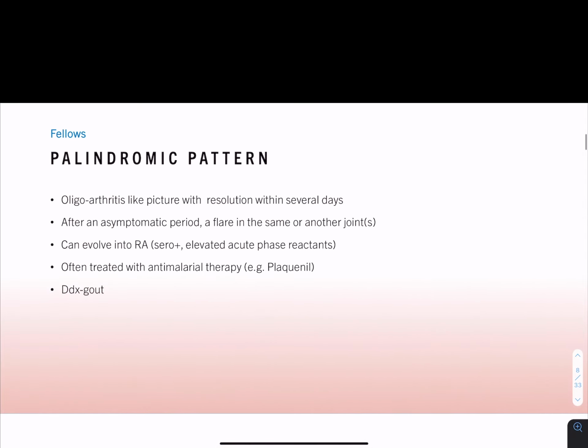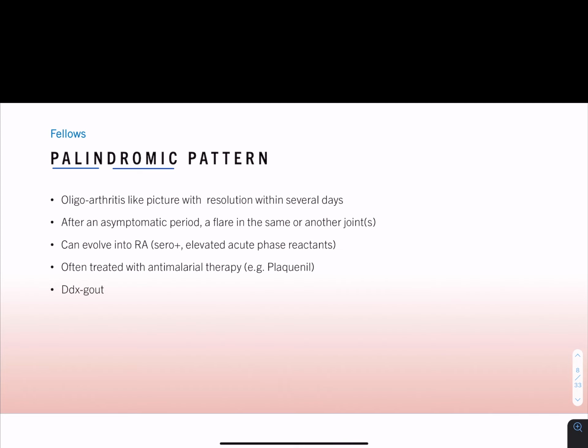What is a palindrome? The word palindrome derives from Greek roots that literally mean running back. Palin means again or back, and dromos means running. Palindromes are words that read the same forward and backwards, such as mom or dad. So as the word implies, there is a symptom that keeps recurring, and that symptom is synovitis.